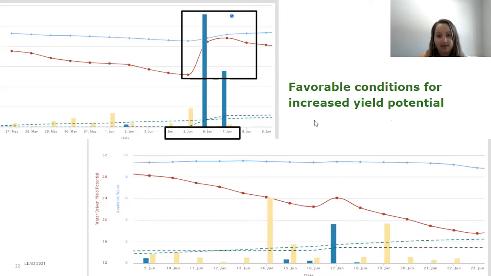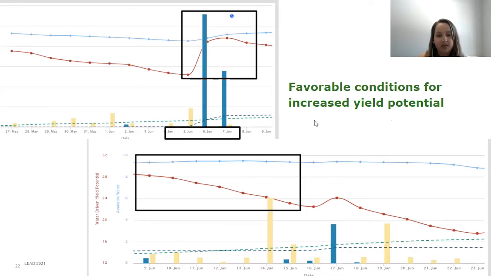Another important thing to note is that it also provides an increase in our current accumulated rainfall above and beyond our 30-year accumulated rainfall, which tells us that we're sitting in a pretty good place when it comes to rainfall that has been recorded for this season so far.